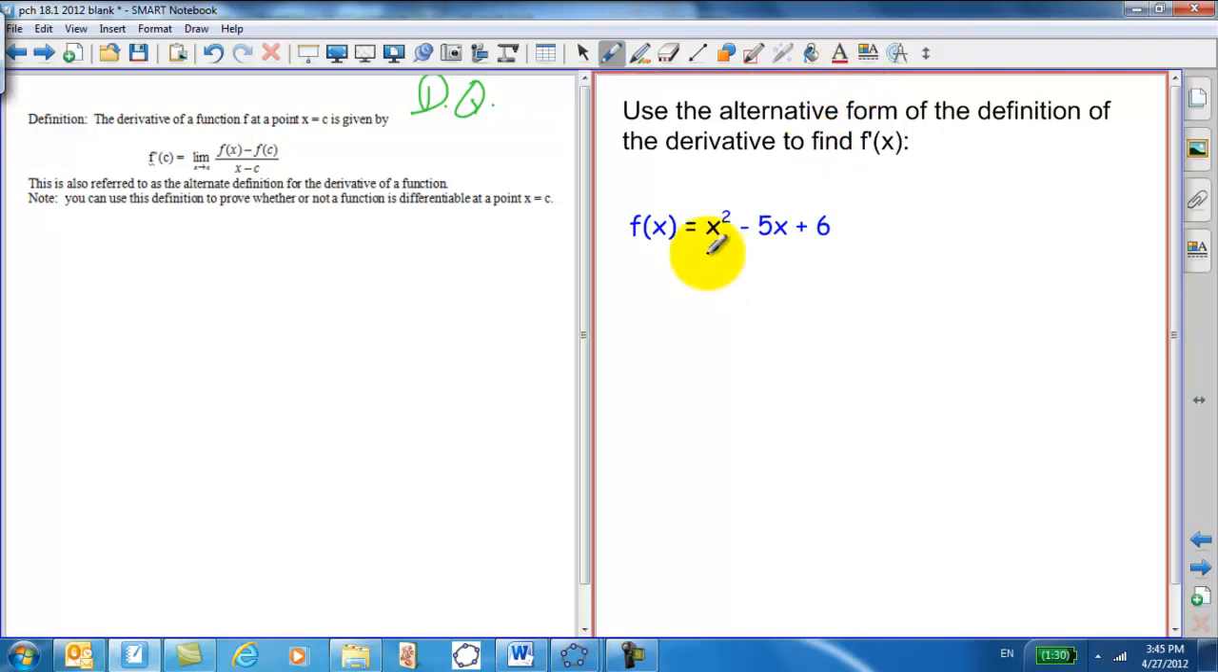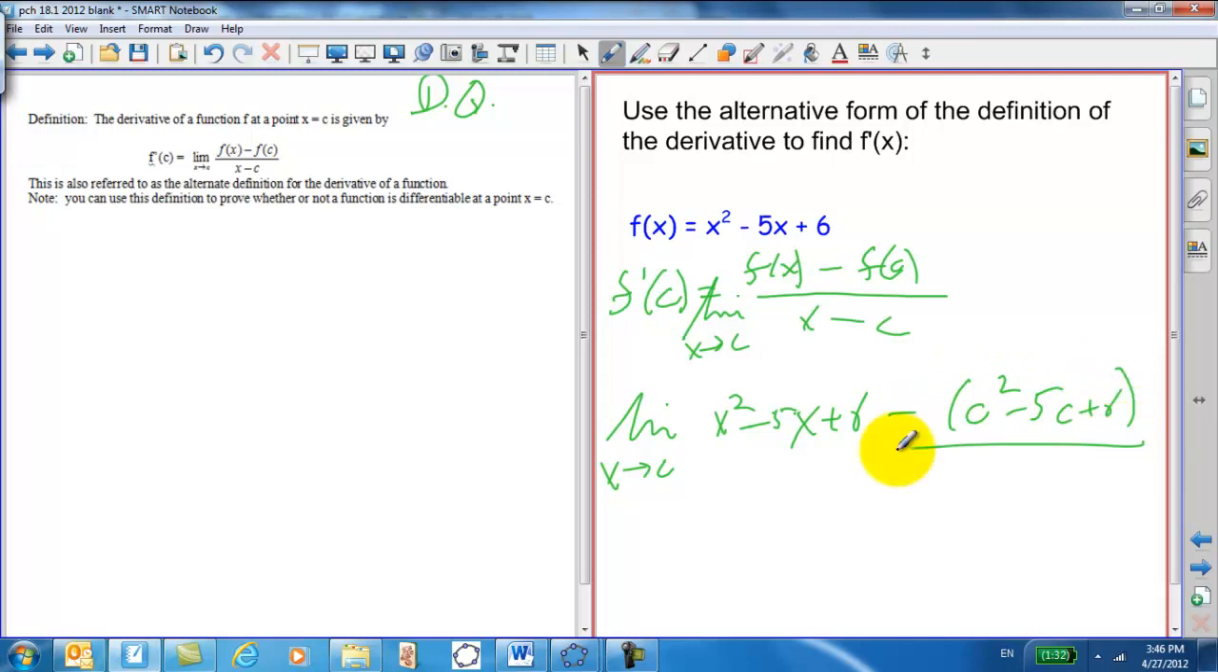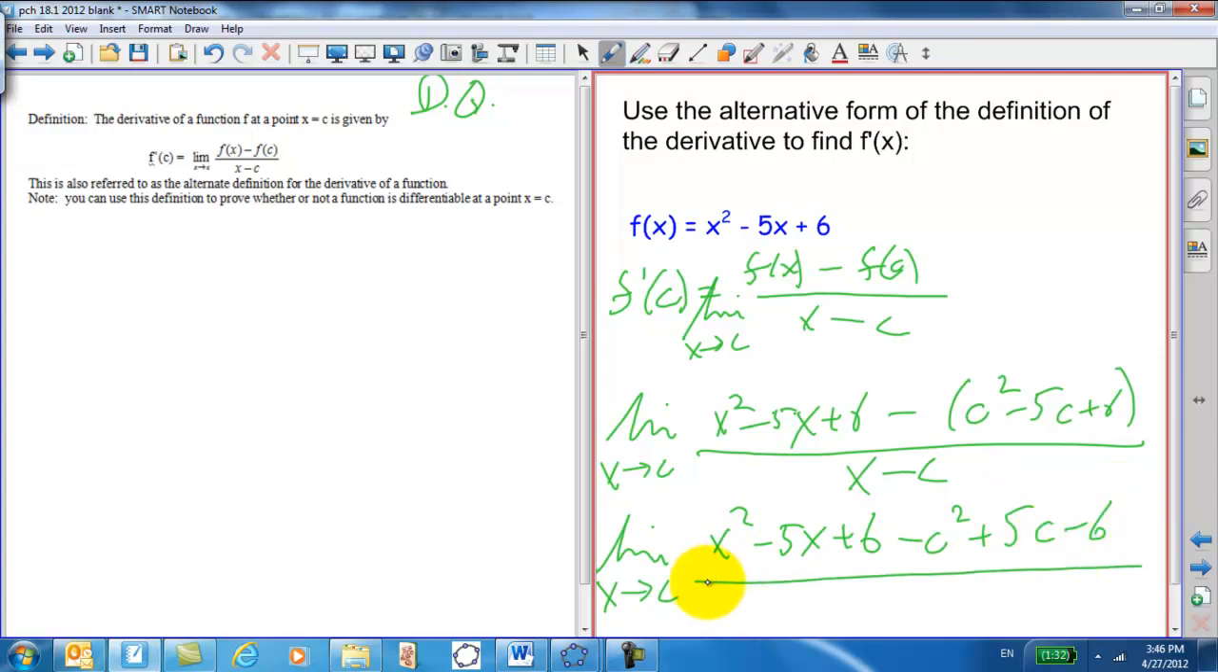The alternative definition says we're going to find f prime of, let's say, some c by looking at the limit as x goes to c of f of x minus f of c all over x minus c. So it's a limit as x goes to c of x squared minus 5x plus 6 minus f of c, which is c squared minus 5c plus 6, all over x minus c. So it's a limit as x goes to c of x squared minus 5x plus 6 minus c squared plus 5c minus 6 all over x minus c. And we see some things canceling.